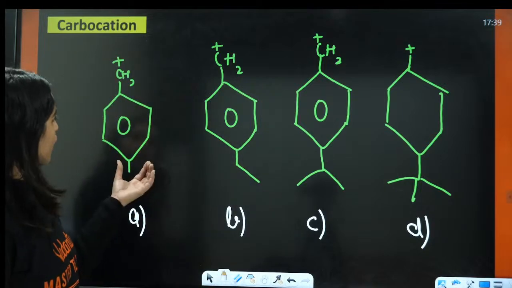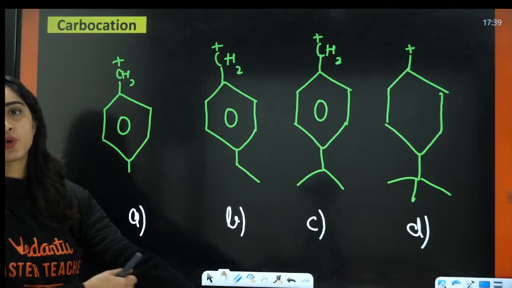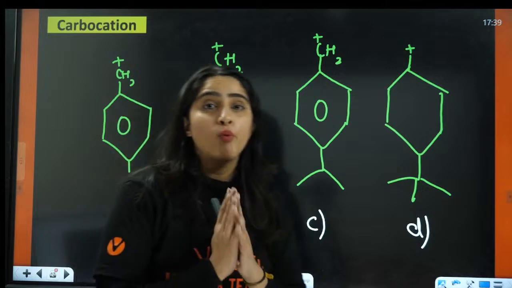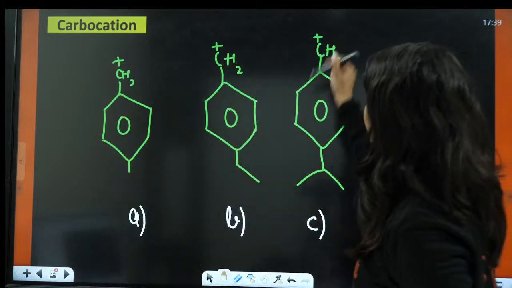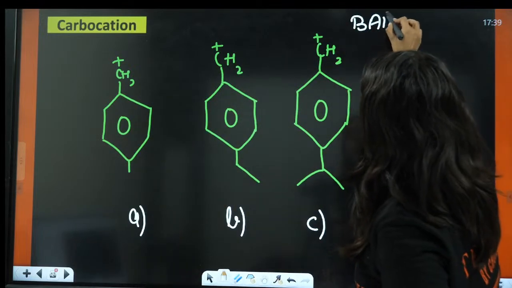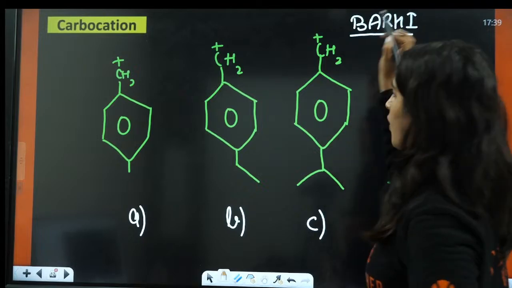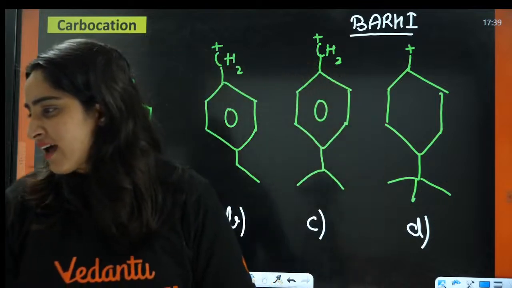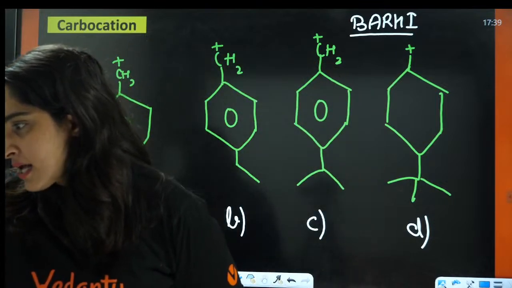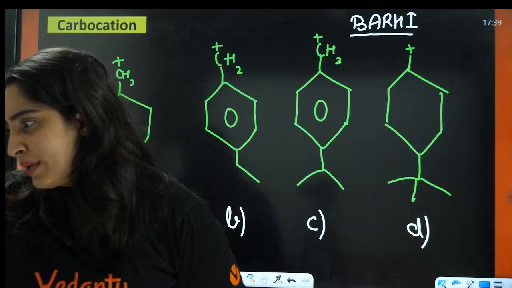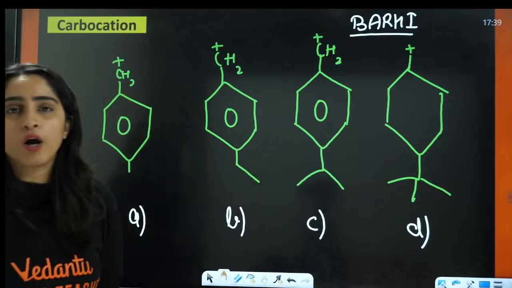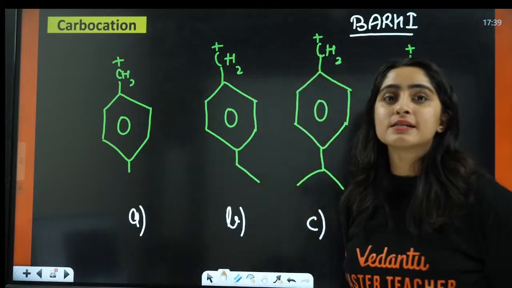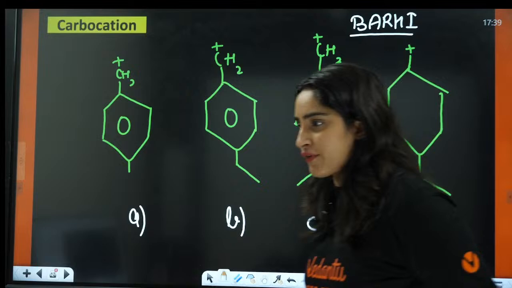Okay, so now let us do the next question here, A, B, C, D. Now tell me which is the most stable and apply BARHI on this. Please, the order of BARHI. The order is BARHI: back bonding, aromaticity, then resonance, then hyperconjugation, then inductive effect.